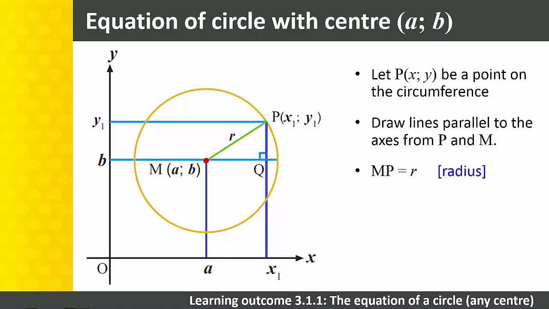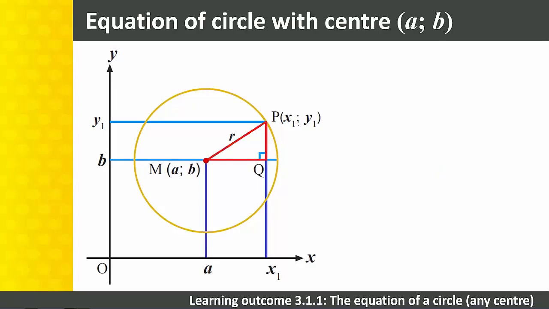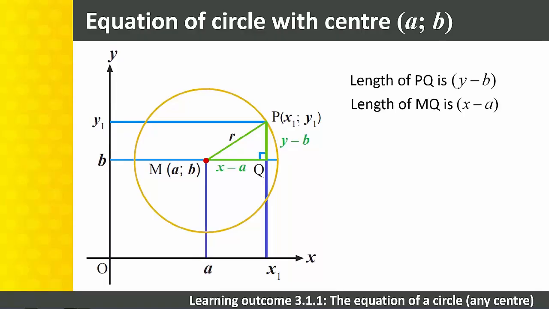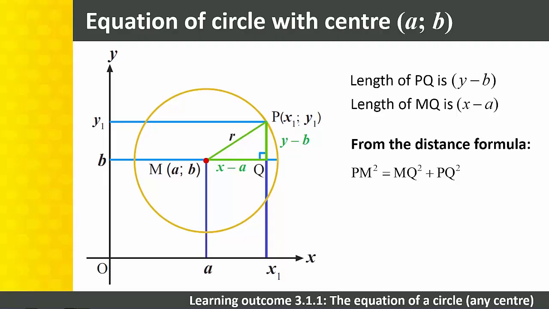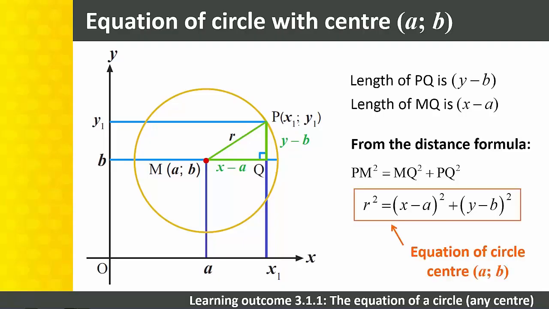Because the distance between any point on the circumference of a circle to its center is the radius of the circle, PM is r. We now have a right-angled triangle, where the length of PQ is y minus b, and the length of MQ is x minus a. Using the distance formula or Pythagoras, we can say that PM squared is equal to MQ squared plus PQ squared. In other words, r squared is equal to (x minus a) squared plus (y minus b) squared. This is the equation for a circle with center (a, b).